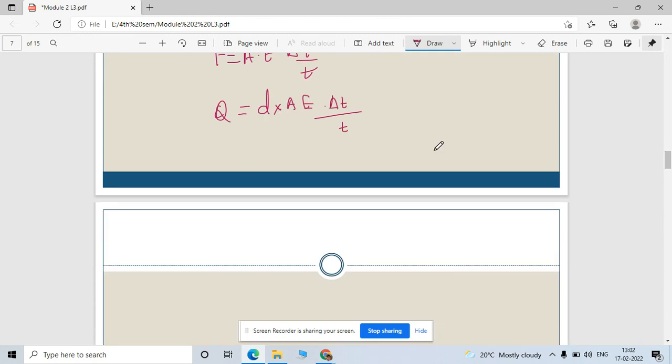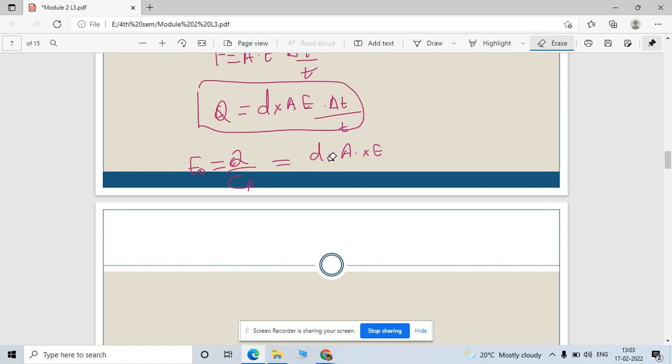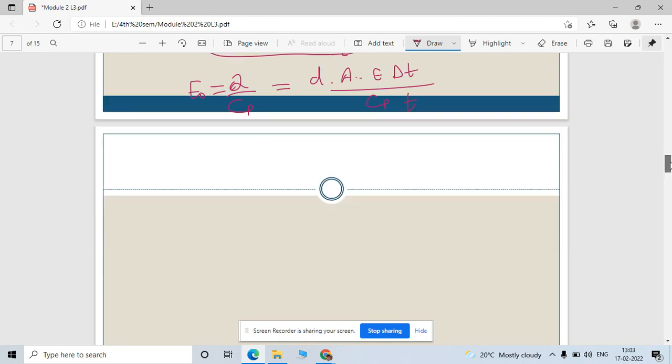So the output voltage, let's define here in terms of E naught, which is nothing but Q by Cp. The Q value you will get from this equation, which is d into area into E. So let's remove this multiplication sign, otherwise you will get confused. So this is del t divided by Cp into t. What is Cp? The Cp formula is the same, epsilon A by t. So put that value into this equation.